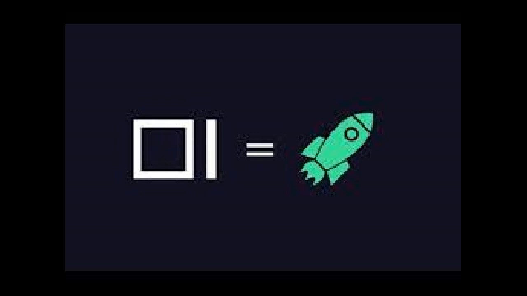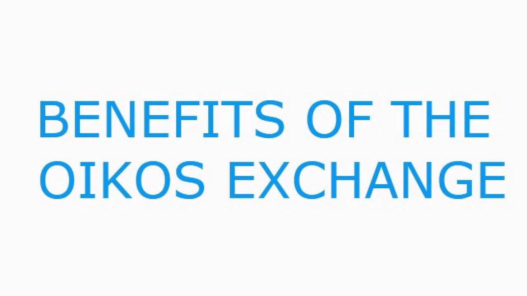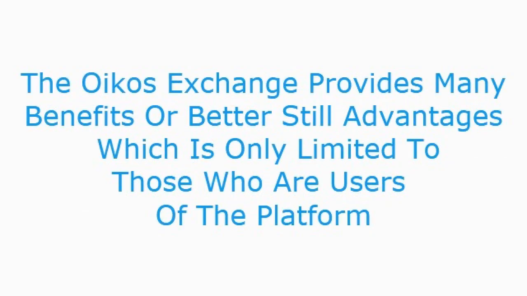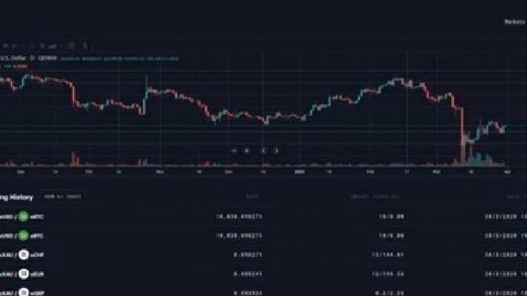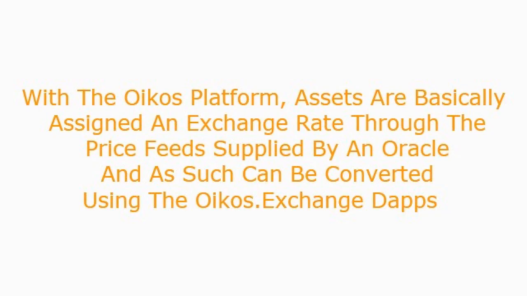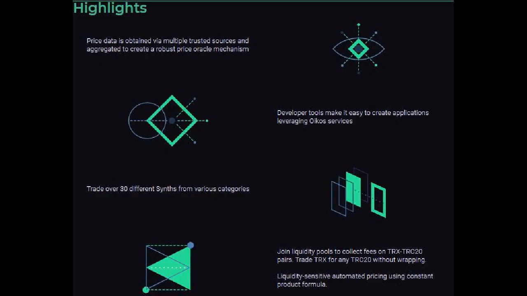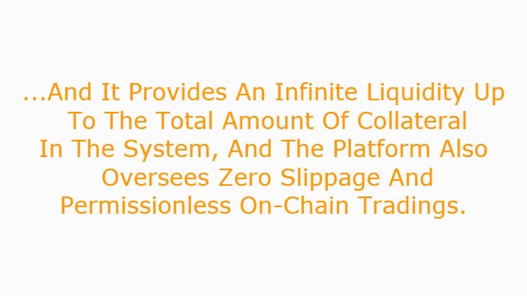I'm quite interested in talking about the benefits of the OIKOS exchange. The OIKOS exchange provides many benefits, or better still, advantages, which are only limited to those who are users of the platform. With the OIKOS platform, assets are basically assigned an exchange rate through the price feeds supplied by an oracle, and as such can be converted using the OIKOS exchange dApps, and it provides infinite liquidity up to the total amount of collateral in the system. And the platform also oversees zero slippage and permissionless on-chain trading.